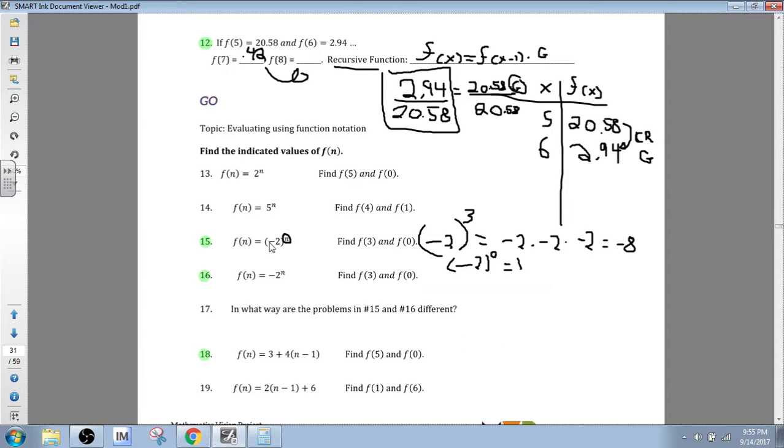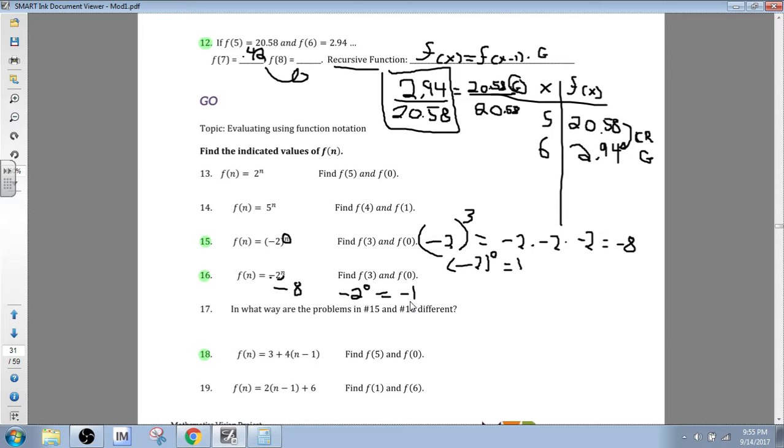Now 16 is different. It doesn't have the parentheses. So remember, whenever we don't have the parentheses, we have to raise 2 to the n power first, then make it negative. So this is 2 to the n power. So 2 cubed, which is 8, made negative is negative 8. But then 0, 2 to the 0 power is 1. And then we make it negative. So this becomes negative 1.